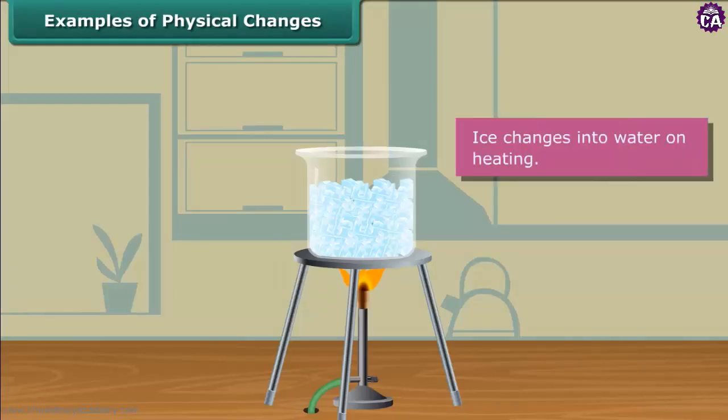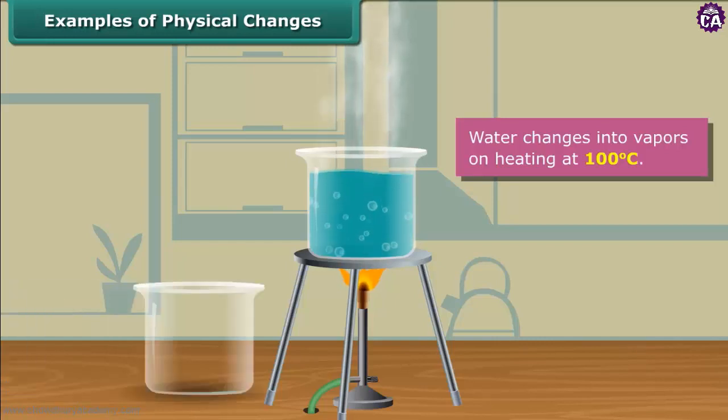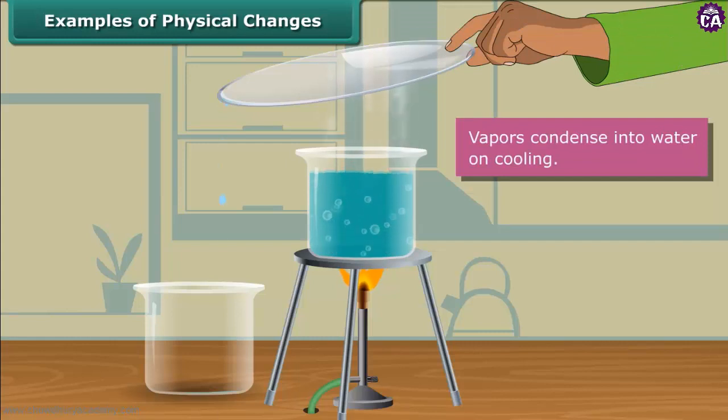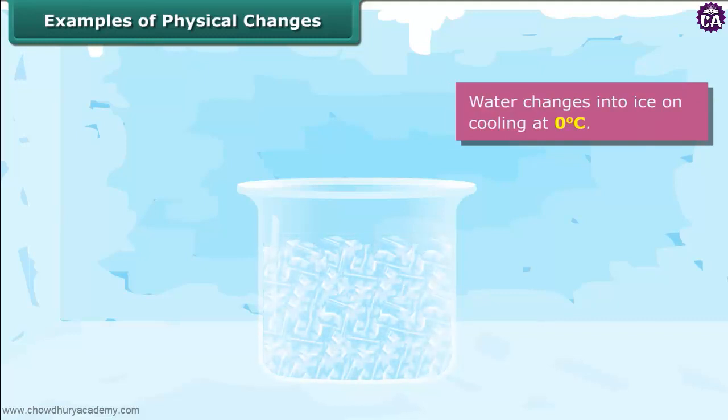Children, on heating, ice changes into water. When this water is heated to 100 degrees Celsius, it changes to vapors. These vapors on cooling change to water. And when this water is cooled up to 0 degrees Celsius, it converts to ice. So, in the whole process, water changes only the state, and the chemical composition of water remains same.